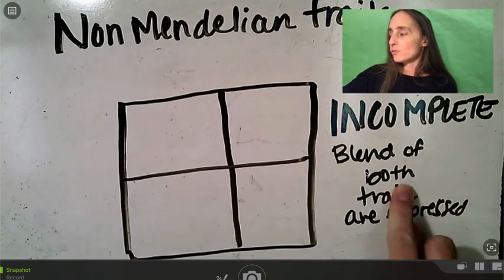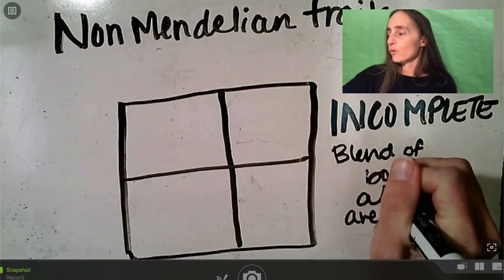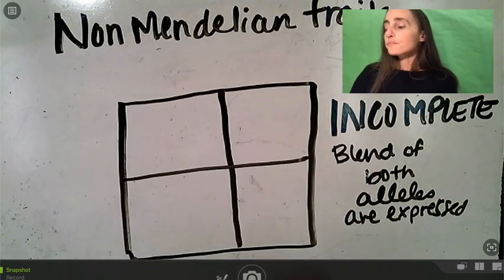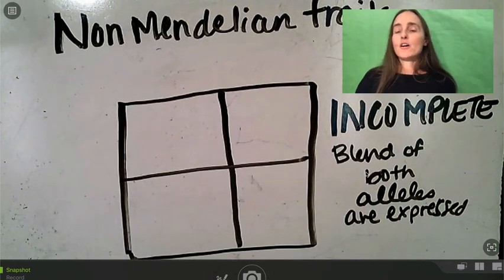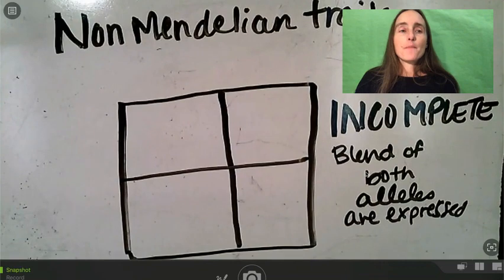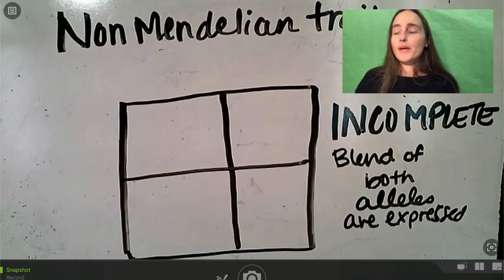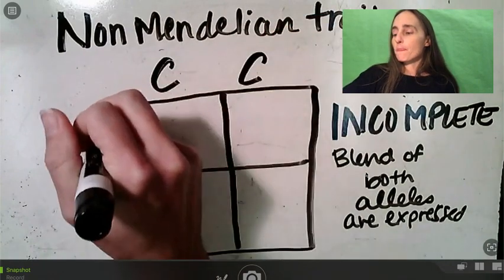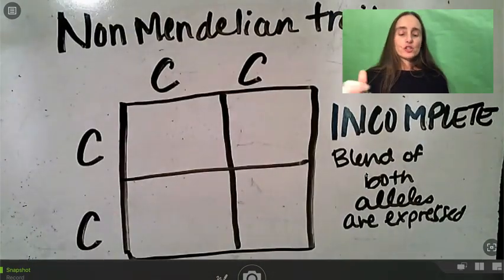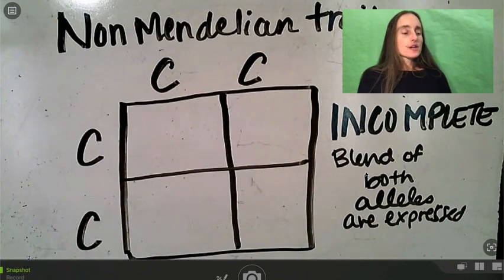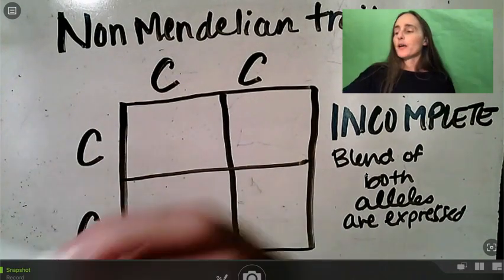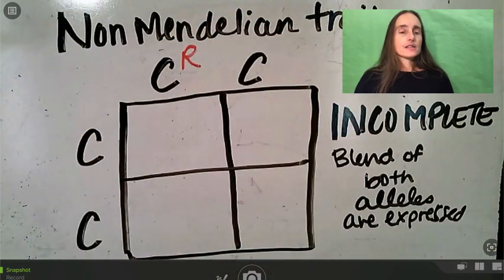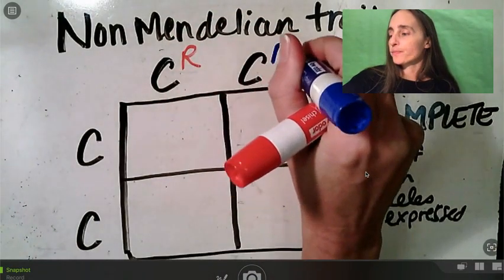I'm going to change this word. You can leave yours if you want, but I like the word alleles better. A blend of both alleles are expressed. So now we'd use something called a base letter. We're talking about color, so I'm going to use C's for color. And now I have to give it a superscript. So this one is red and this one is blue.